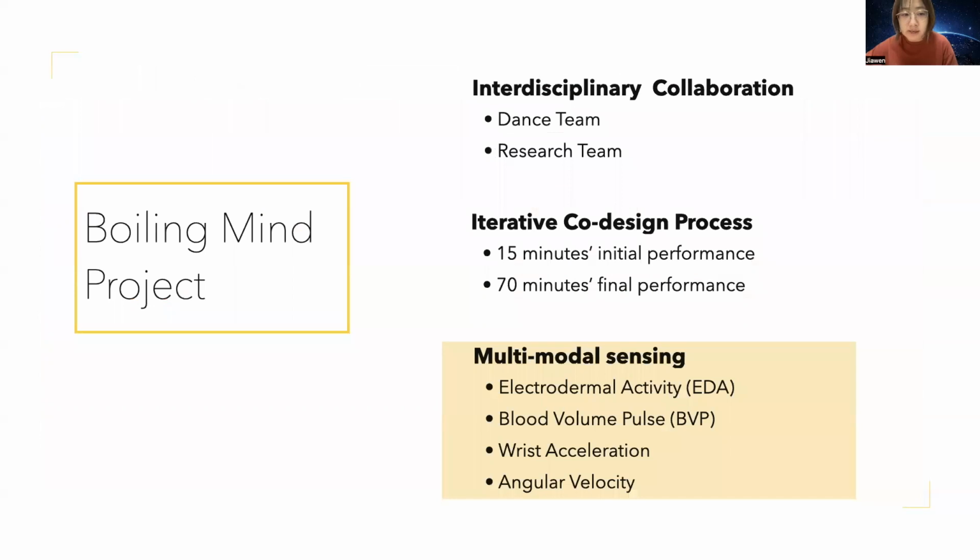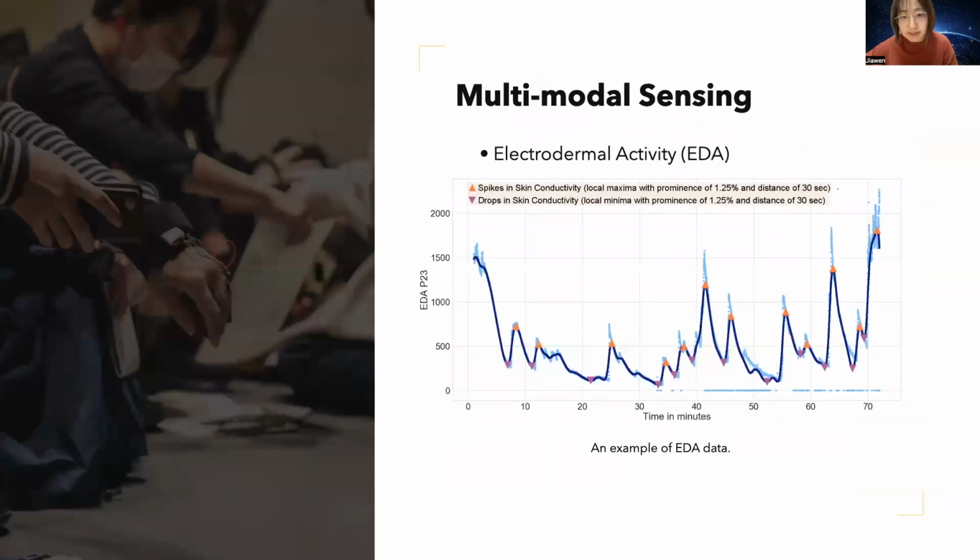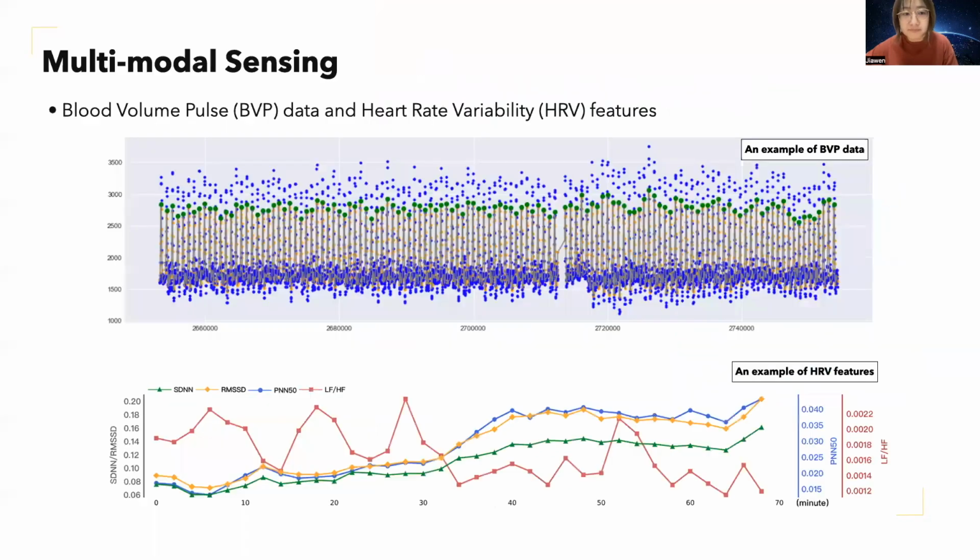And now let's see about the multi-modal sensing dataset. Specifically, we recorded electrodermal activity, blood volume pulse, wrist acceleration, and angular velocity. The analysis was conducted mainly on the EDA and BVP data. This is an example of one audience member's EDA data. We mainly focus on the drastic changes in EDA data and call it EDA extrema.